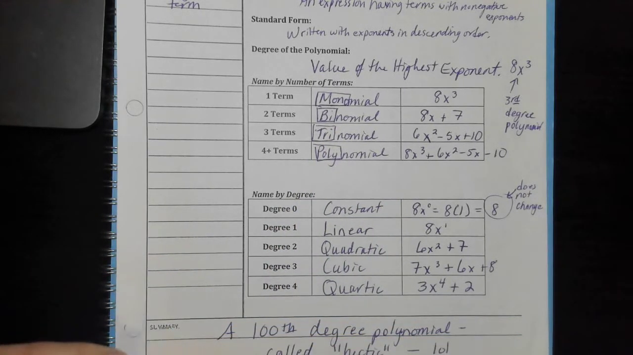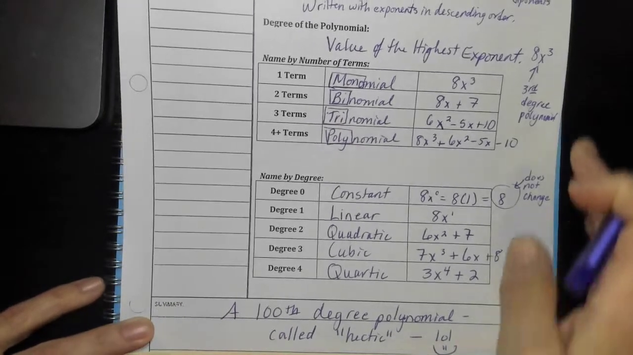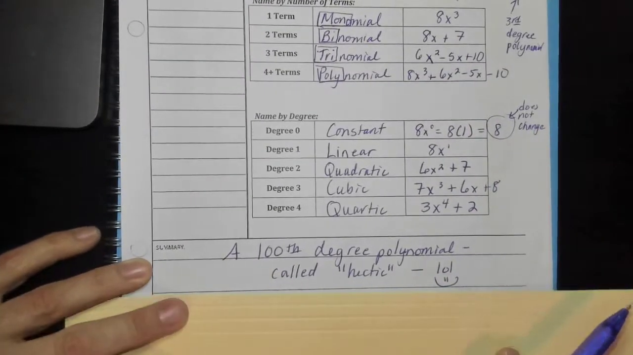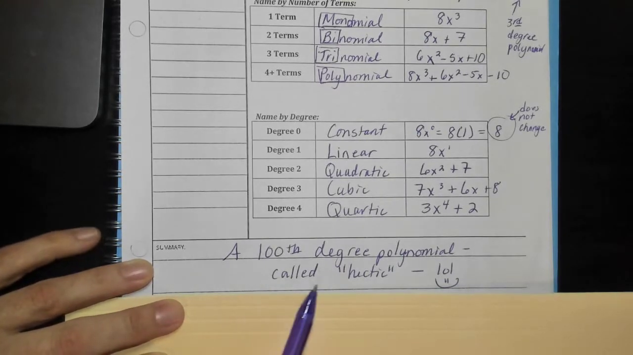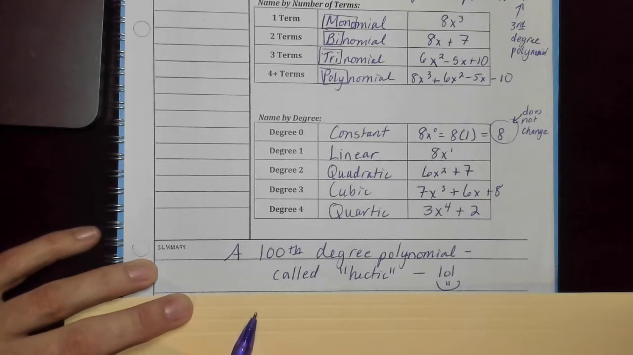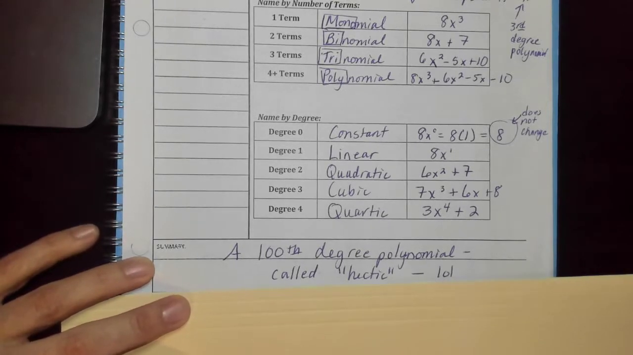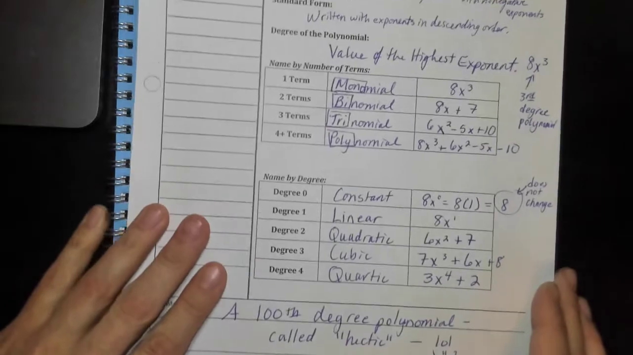All right. So here's a funny math joke, hopefully you can appreciate. What is a 100th degree polynomial called? A hectic. Just kidding. It is technically called hectic. So, okay, moving on.